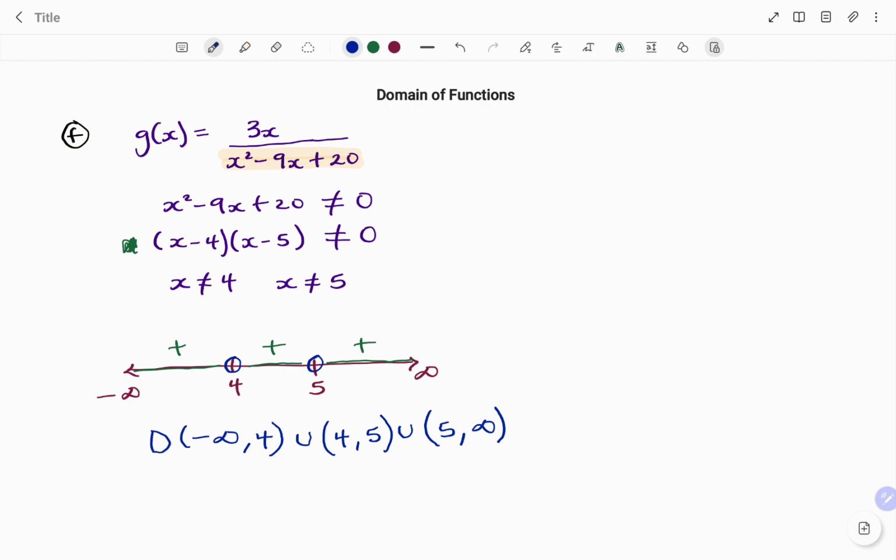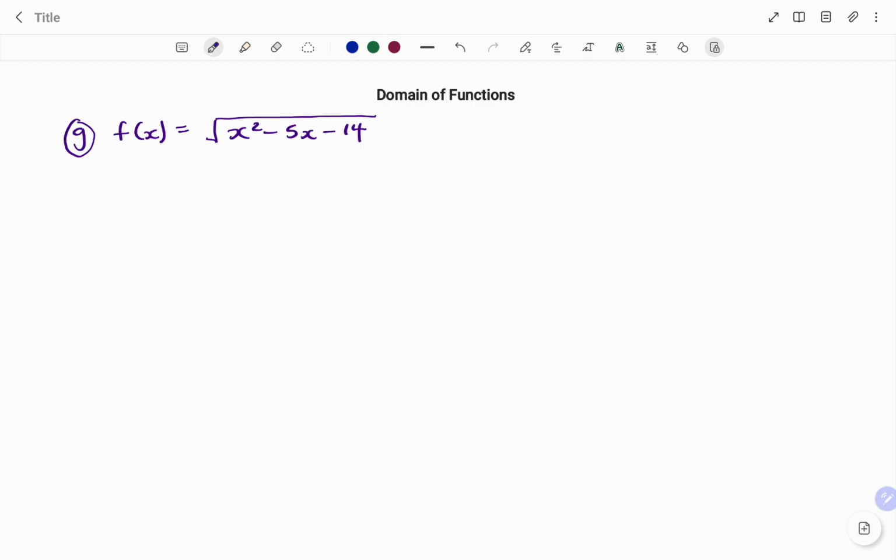Let's look at one more example. In my next example, to find the domain of f of x equals square root of x squared minus 5x minus 14, x squared minus 5x minus 14, which is the value under my root, must not be less than 0. It can be 0 and upward.